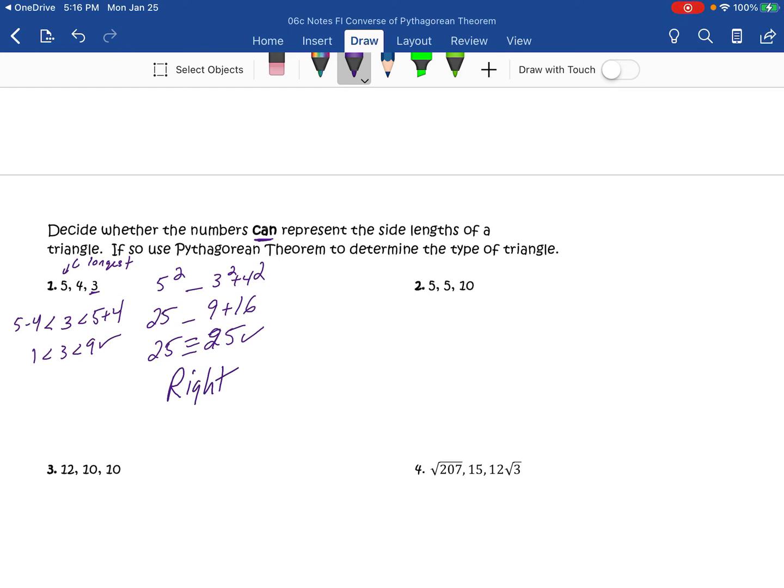And I actually don't like, first thing you do is determine if it is a triangle. So we have 10 less than 5 plus 5 and greater than 5 minus 5. So is 10 between 0 and 10? No, this is not a triangle.